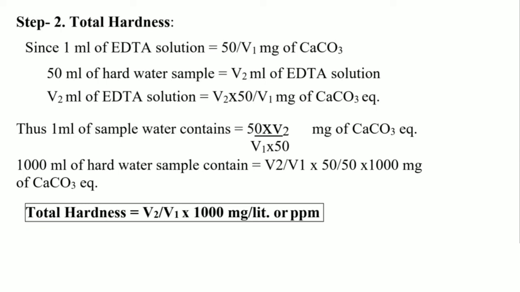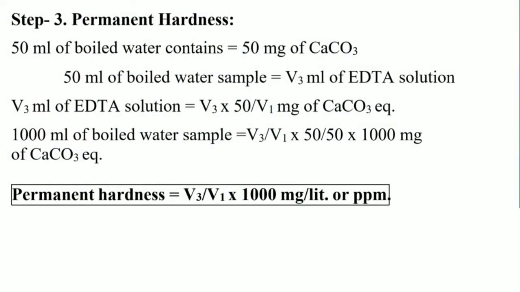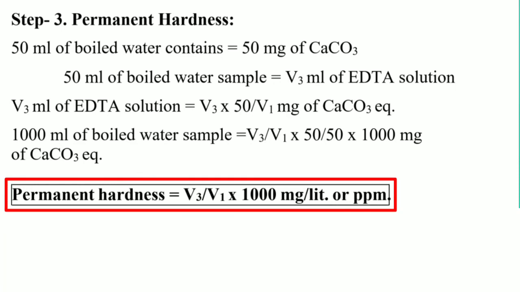Now we start step number 3, permanent hardness. 50 ml boiled water contains 50 mg of calcium carbonate. 50 ml of boiled water consumed V3 ml of EDTA solution. V3 ml of EDTA solution is equal to 50 upon V1 into V3 of calcium carbonate equivalent. In 1000 ml of boiled water sample, 50 upon V1 into V3 upon 50 into 1000. So, the permanent hardness is V3 upon V1 into 1000 mg per liter or ppm.